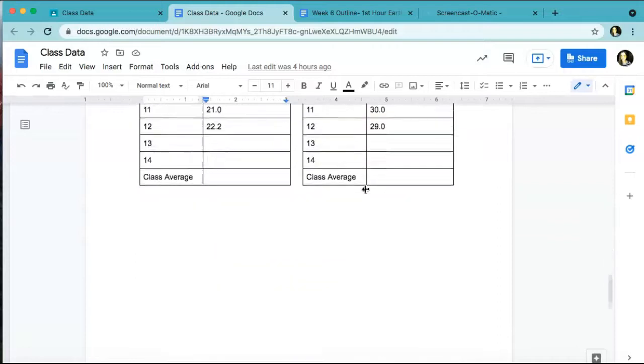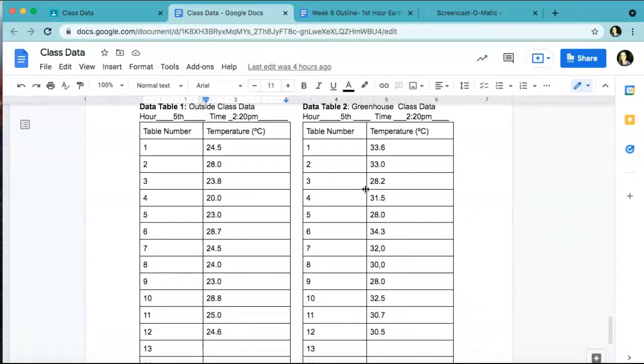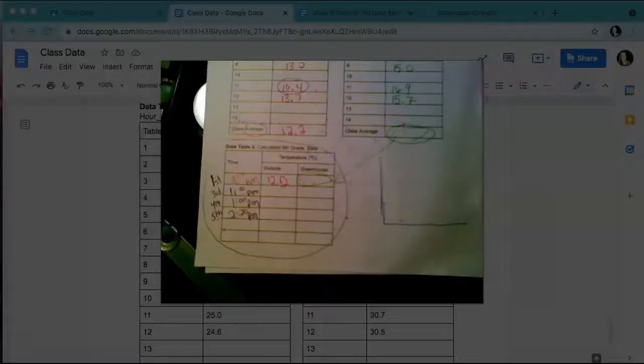And then your fifth hour outside data and inside data. So that's about 2:20 p.m. So do those averages and then write that into this data table here, right? This is the data table that we are going to graph on the next page. If you have your data calculated, then we can go ahead and graph it.